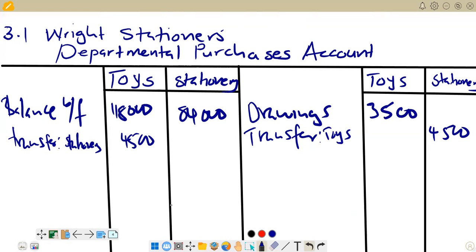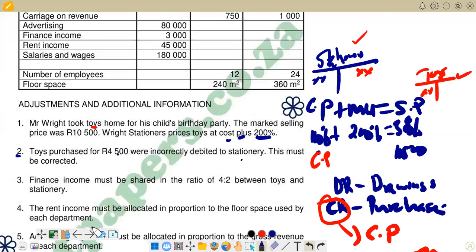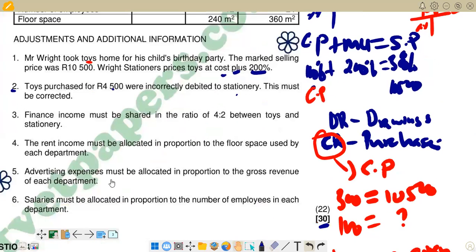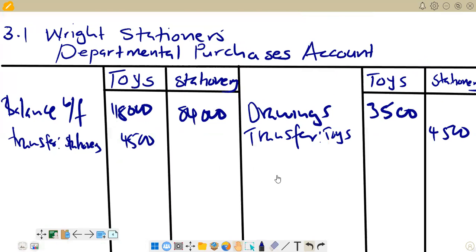So if you go back to the question, we can check any other additional information that you think is affecting purchases. But if you go through the other additional information that we are given, you see that there's nothing that is affecting our purchases. So we're going to leave it like that. So we can balance our account now.